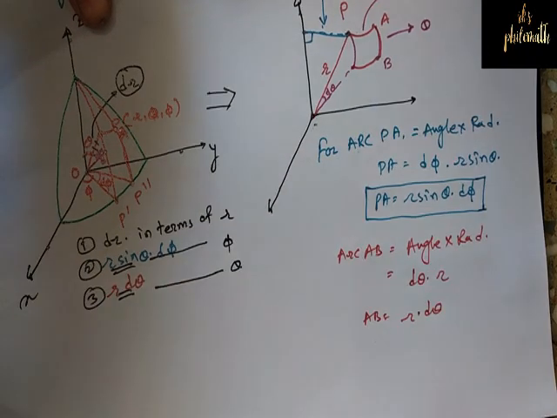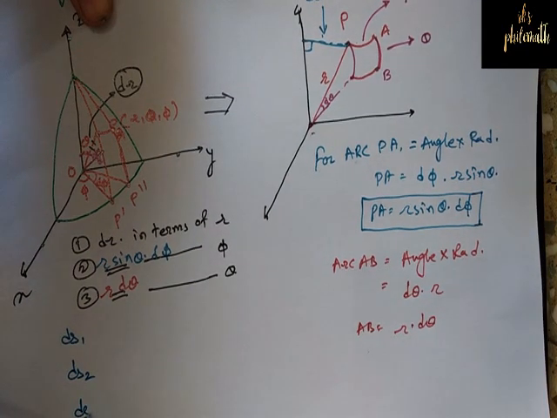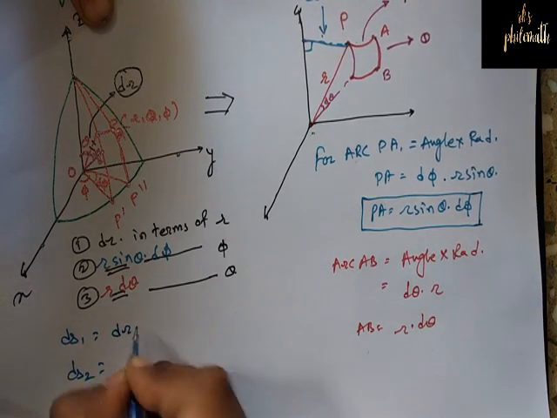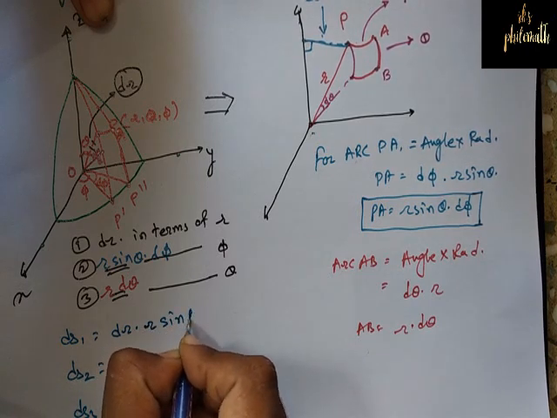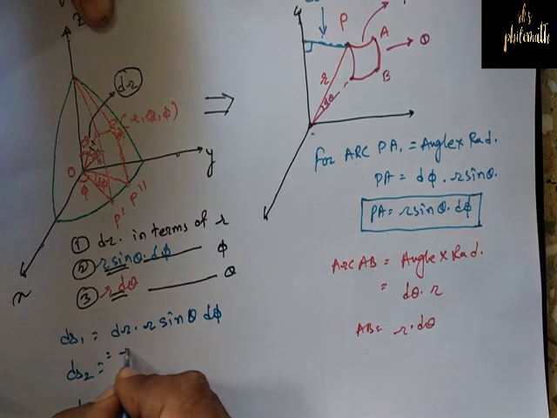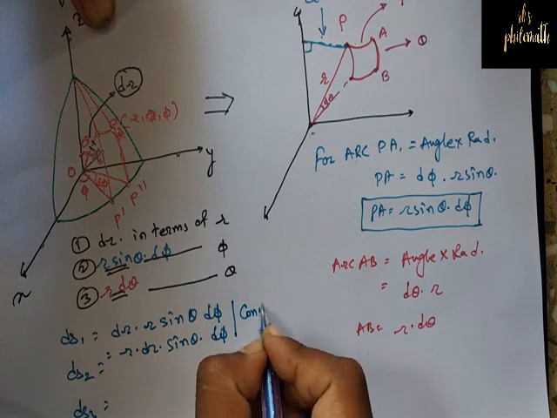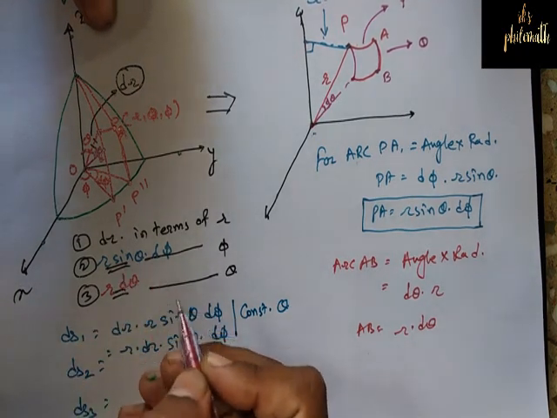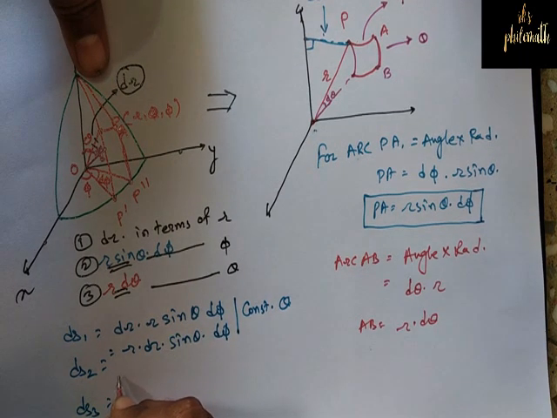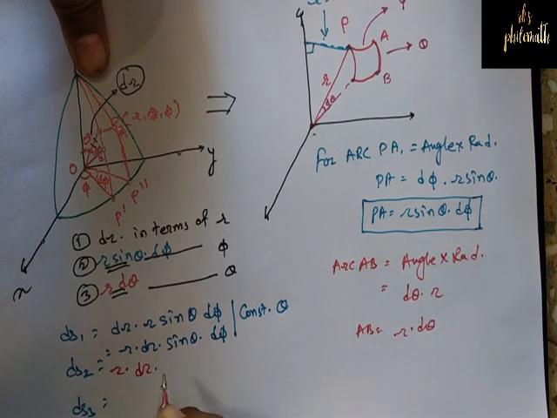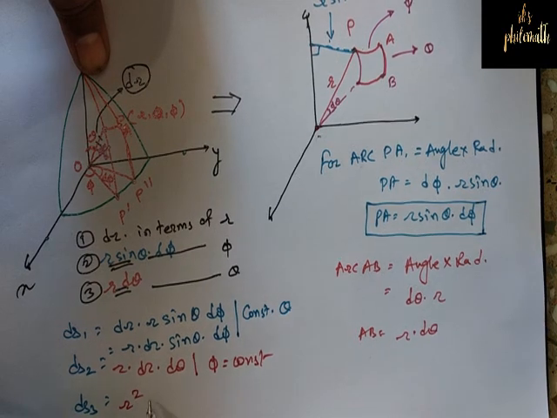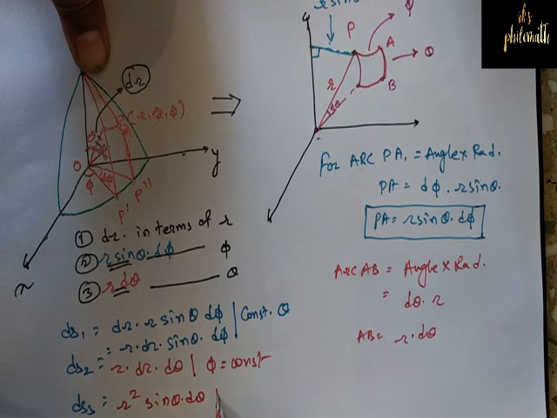So what will be the differential surfaces? ds1, ds2, ds3. ds1 is dr into r sine theta d phi, that is equal to r sine theta dr d phi, where theta is constant. ds2 is r dr d theta, where phi is constant, and ds3 is r square sine theta d theta d phi, where r is constant.